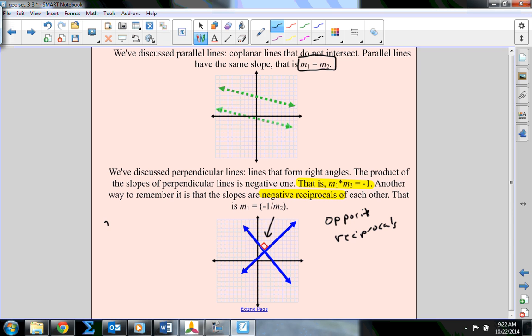So if I have 2 over 3, then perpendicular to that is -3 over 2. If I have -6, then perpendicular to that is +1 over 6. You flip the fraction and you change the sign. They're opposite reciprocals.